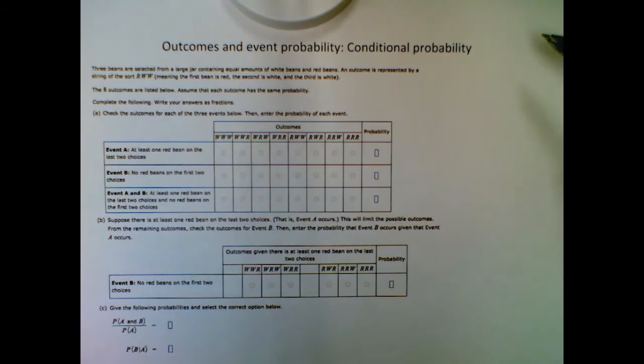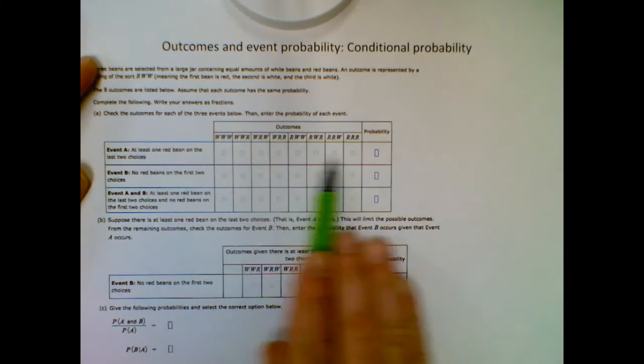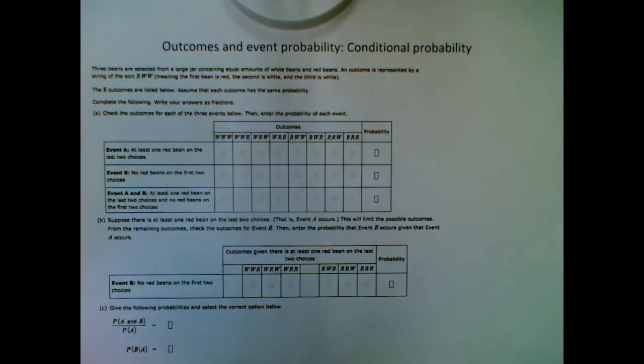The 8 outcomes are listed below. Assume that each outcome has the same probability. Complete the following, write your answers as fractions. So check the outcomes for each of the 3 events below, then enter the probability. So we're going to put every possible option and count them up to get our probability.